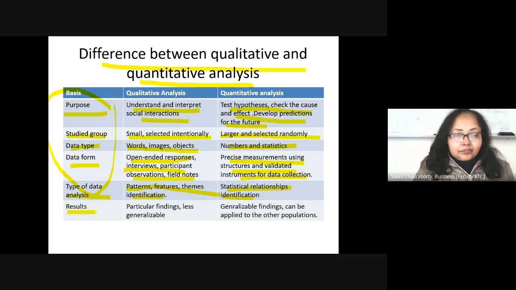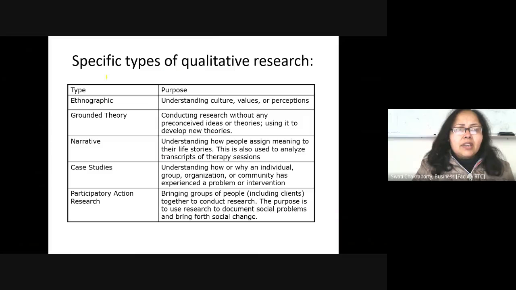The results. For qualitative analysis, we look at particular findings and it's less generalizable. Whereas for quantitative analysis, it is generalizable findings and can be applied to other populations also. So these are the basic differences. All right. Now, there are specific types of qualitative research.